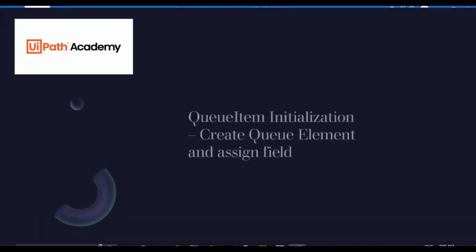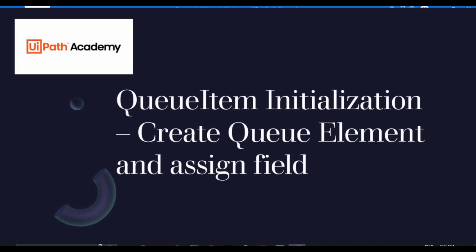So as I promised in my previous session that I'll be bringing a very interesting topic next week, I am back with one more interesting topic: how you can initialize your queue item as well as how you can add a value to it. Now here is the catch. I simply don't add a value to it.